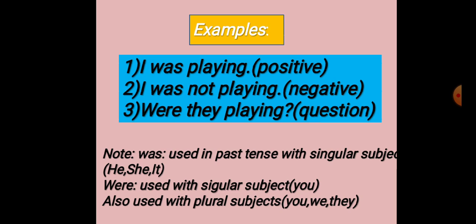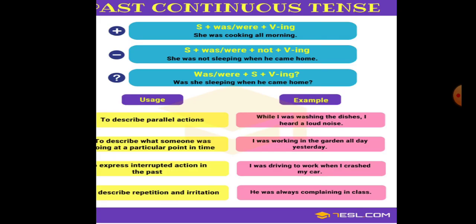Examples: I was playing. This is the positive form. I was not playing. This is the negative form. Were they playing? This is the question form. Was is used in past tense with singular subjects like he, she, it. Were is used with the singular subject you. It is also used with plural subjects you, we, or they. You see the structures of past continuous tense, positive, negative, and question structures.